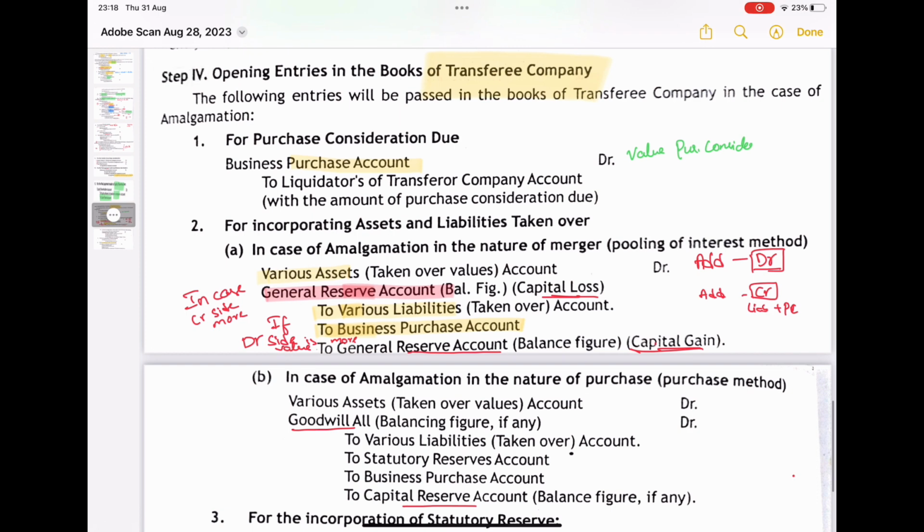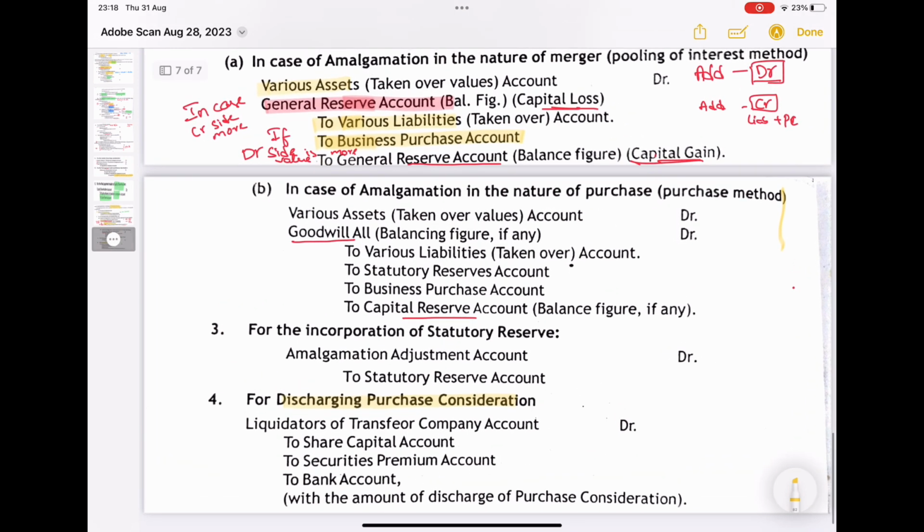See, first entry will be purchase consideration due. Next, incorporating assets and liabilities, which means we are taking over certain assets and taking over some liabilities. Next, incorporation of statutory reserves. Any reserves which we are going to take, we are going to incorporate. So PC entry, assets and liabilities entry, reserves entry, and discharge of purchase consideration. These only 4 entries we are going to record in the books of transferee.